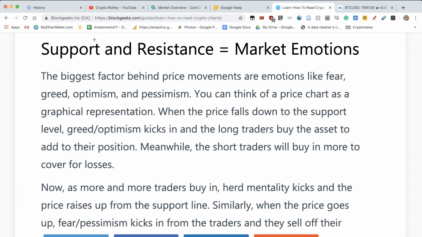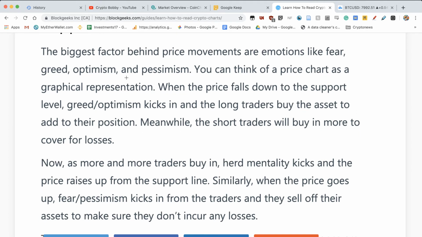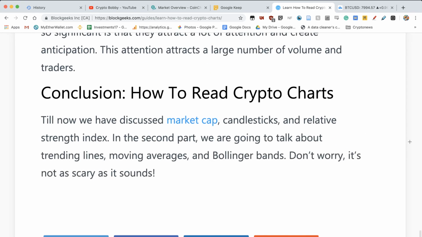Now, support and resistance, you can look at that as market emotions, the global aspect. It's basically a line where the supply and demand, where buyers and sellers find an equilibrium price point where the price more or less stays stable. So the biggest factor behind price movements are emotions like fear, greed, optimism and pessimism. And you can think of a price chart as a graphical representation of that.